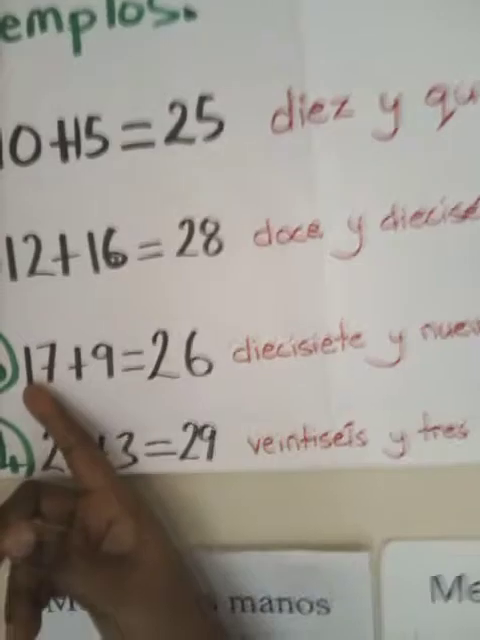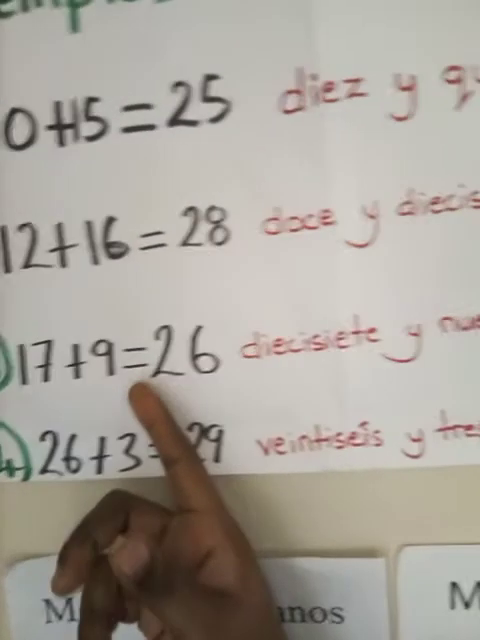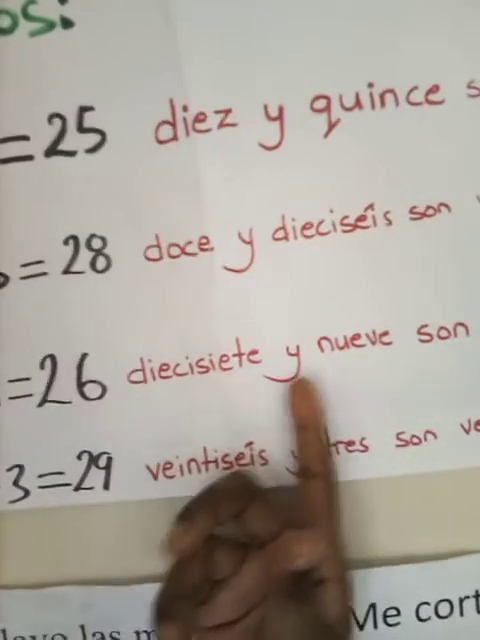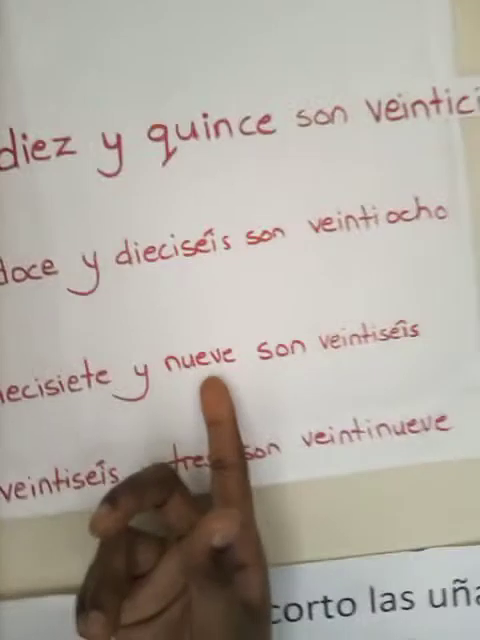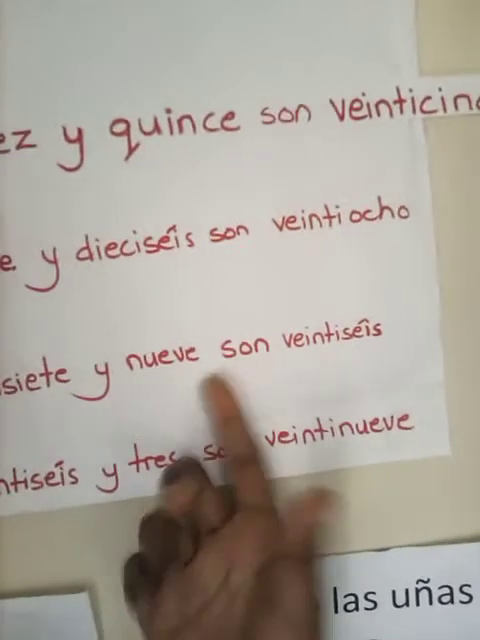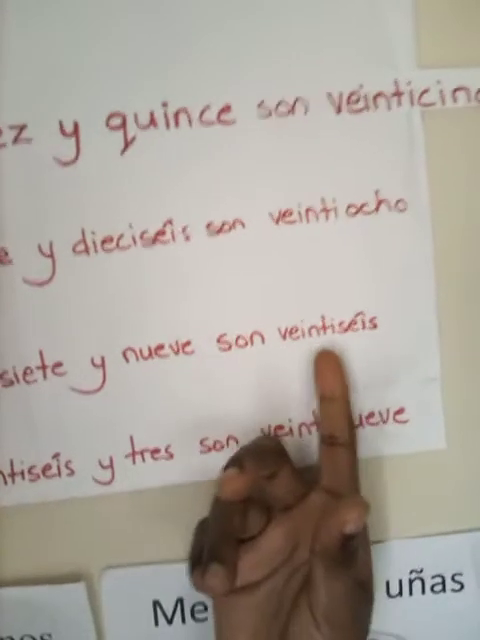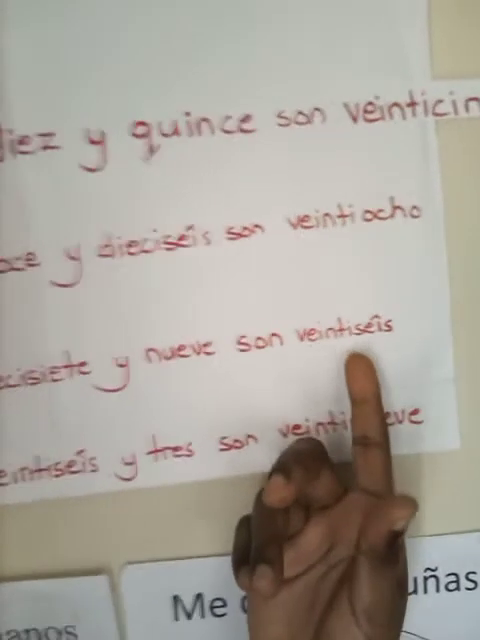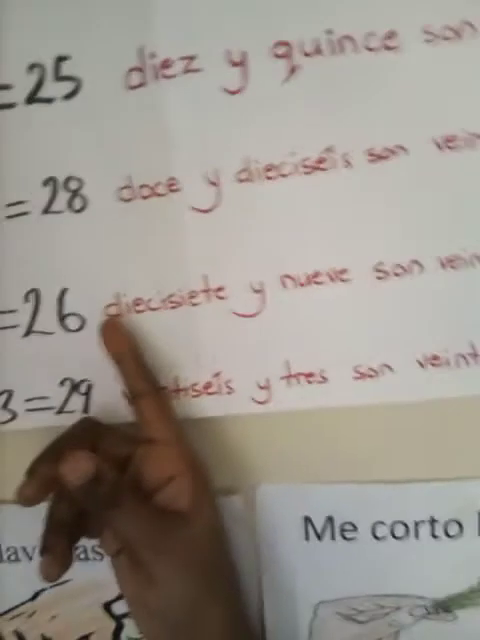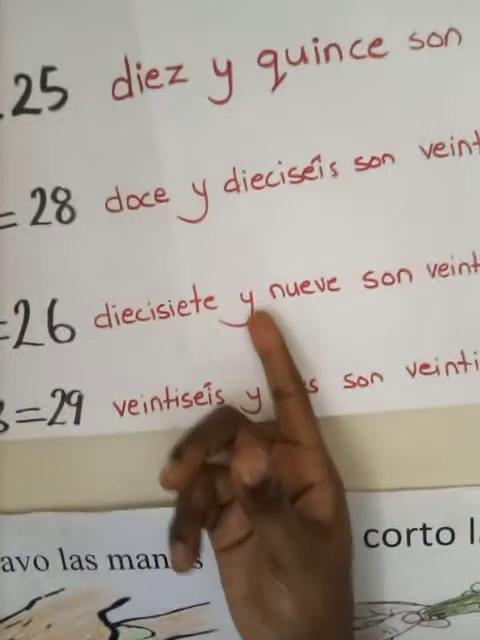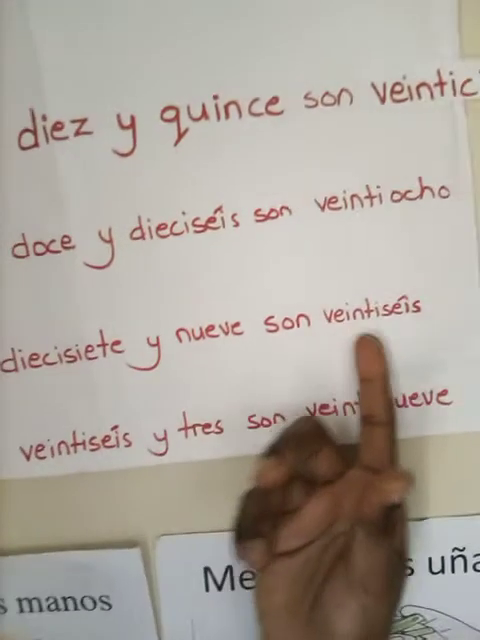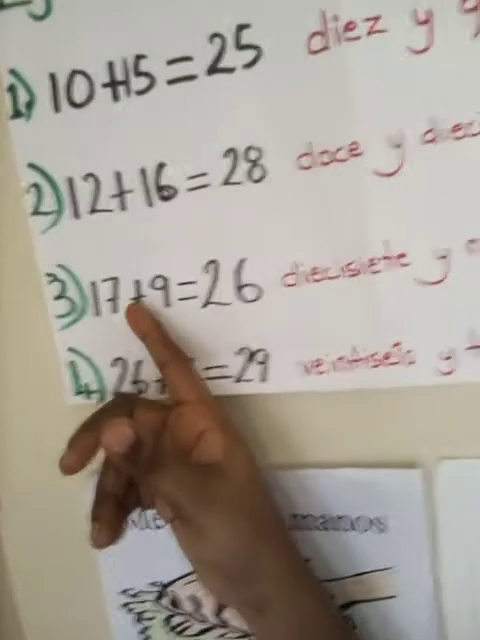The third example says 17 plus 9 equals 26. Now 17 is diecisiete. Y means plus. 9 is nueve. Son means equals, and 26 in Spanish is veintiséis. So your answer should read diecisiete y nueve son veintiséis, which is 17 plus 9 equals 26.